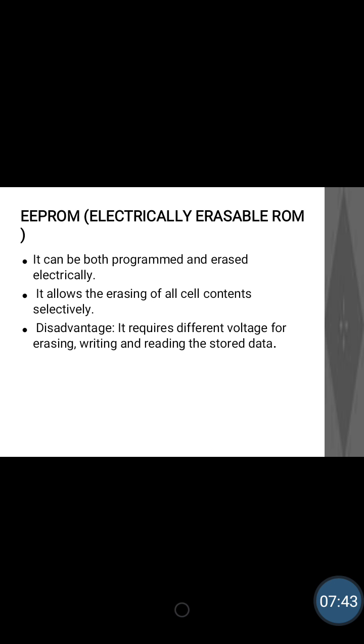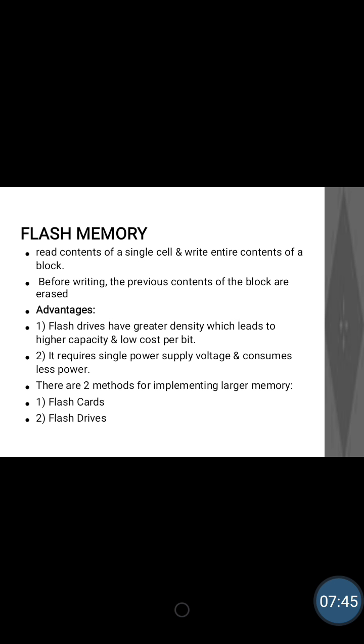Next is flash memory. The last type of memory is flash memory. What it does is read the contents of a single cell and write the entire content of a block. It reads a single cell and it can write the entire content of a block, meaning a single cell cannot be written. Writing has to be done in terms of blocks, right? Before writing, the previous content of the block will be erased. In order to write the new thing, the previous content has to be erased.